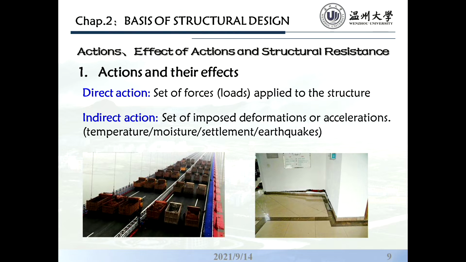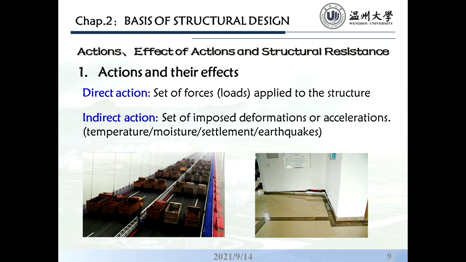Look at this bridge, right? Vehicles pass through the bridge. Of course, that definitely is a direct action on the bridge. And for indirect action, look at these pictures, this settlement of a building. Why did it happen or how does it affect the structure? They do not touch, right? The sun load, they do not touch the building, but we found the sediment.